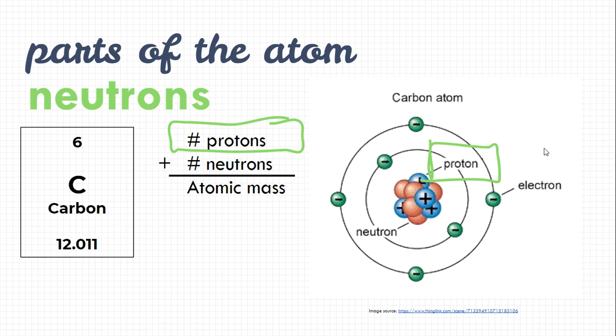You could also look at it this way. The number of protons plus the number of neutrons gives you the atomic mass. And that's because the protons and the neutrons are the only thing in the atom that actually have a mass. And they're both located in the nucleus. So the nucleus has the mass of the atom.